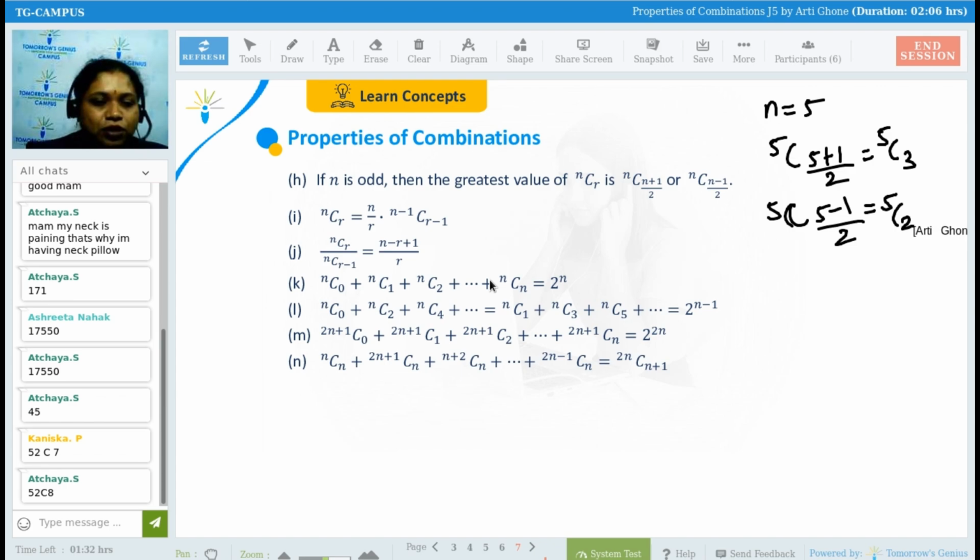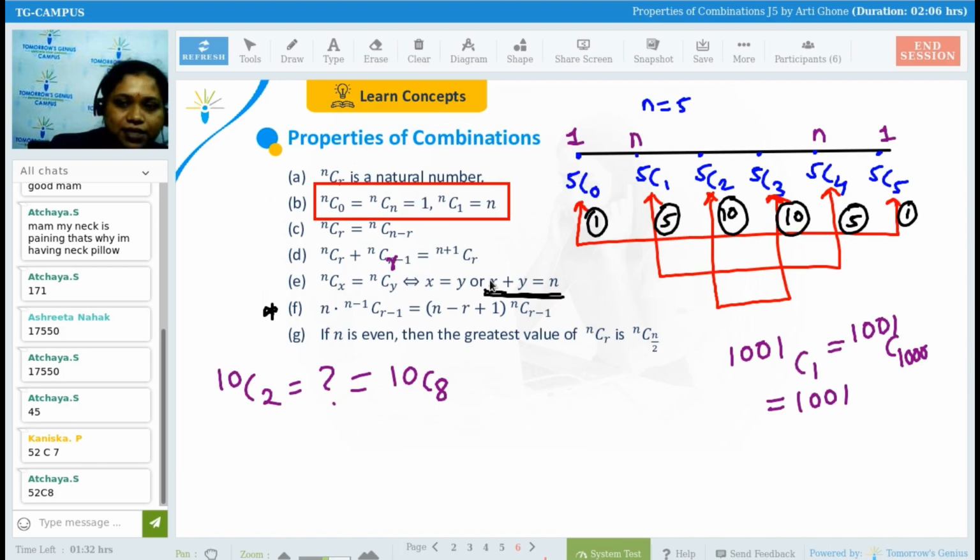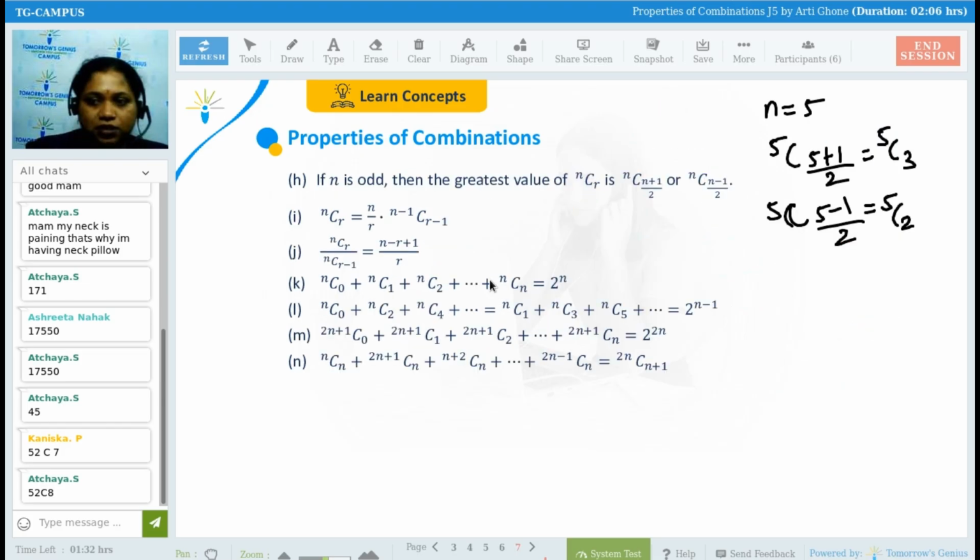So no doubt, when your value is n, it is maximum at 3 combinations. Our selection is 3 or 2. So see whether we are finding the same or not. In the values 2 and 3, it is showing value 10. So it is maximum at these two stages.